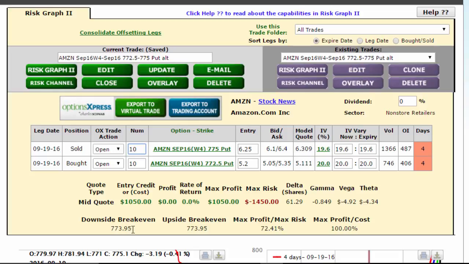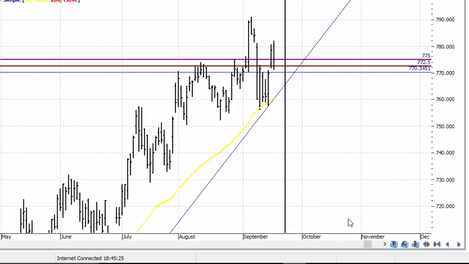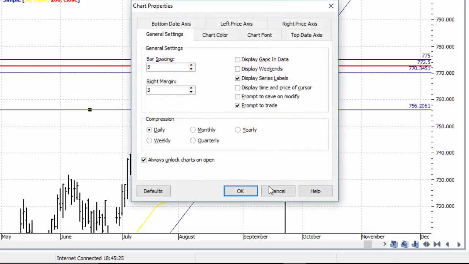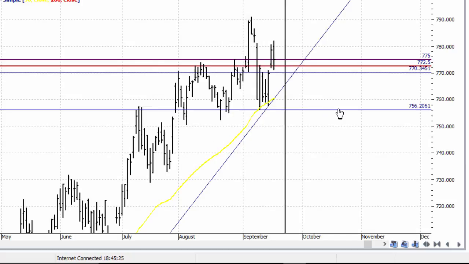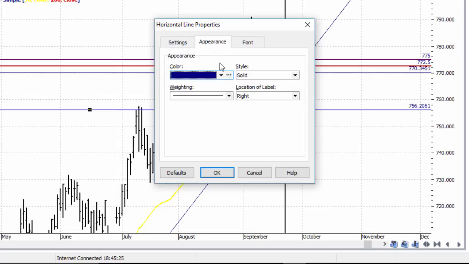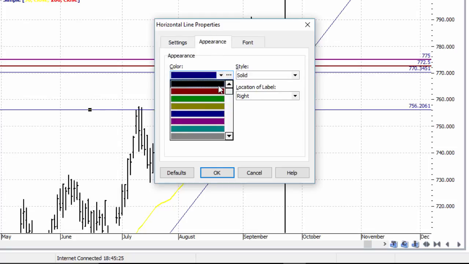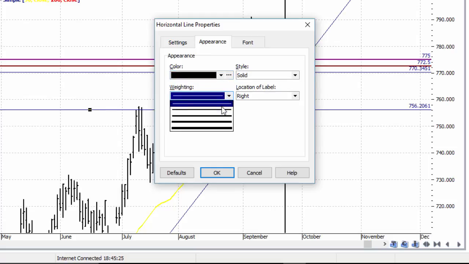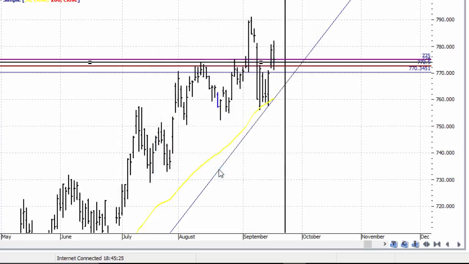So let's mark this on the chart as well. Let's just call it 774. That's basically my break-even point. The stock can actually move down to 774 and I will still be okay and not lose, because that's going to be my break-even point. So 774 is going to be my break-even point because I've taken in a credit for this particular transaction.